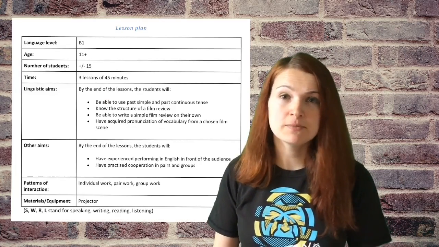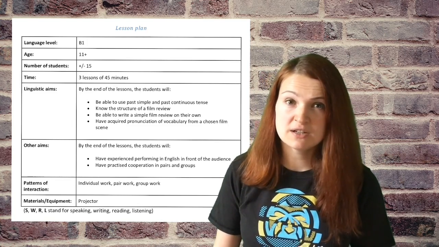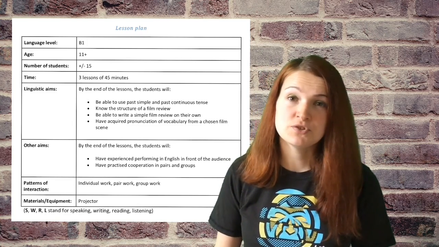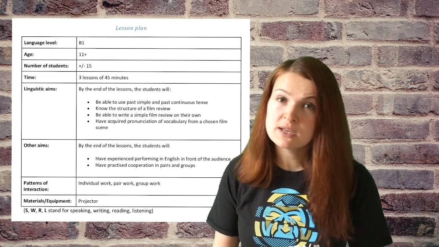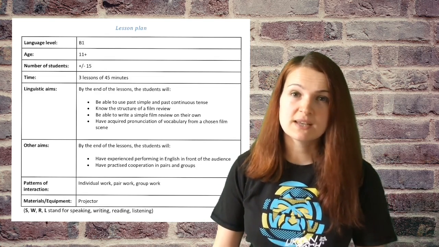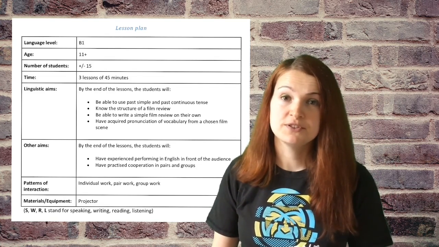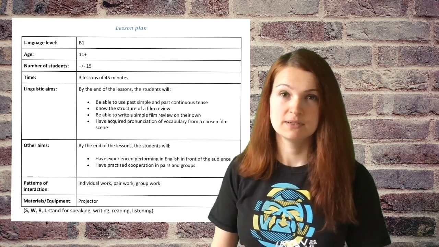Now I will explain how I planned the offered ESL units so you can do it the same way when planning new lessons. Every lesson plan has 2 parts. The first part is a table with basic information about the lesson, like a targeted language level, recommended age of learners, number of students, length of the lesson, linguistic and non-linguistic aims, patterns of interaction, and needed equipment.